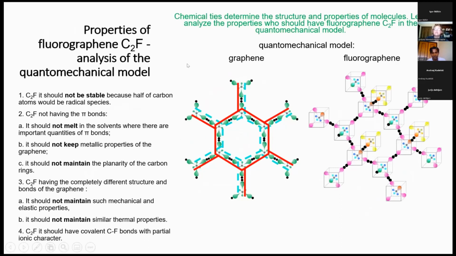We can analyze properties of fluorographene according to the quantum mechanical model. Fluorographene should not be stable because half of the carbon atoms will be radical species. Fluorographene not having the pi bonds, it should not melt in the solvents where there are important quantities of pi bonds. It should not keep metallic properties of the graphene. It should not maintain the planarity of the carbon rings. Fluorographene having a completely different structure and bonds from graphene, it should not maintain such mechanical and elastic properties. It should not maintain similar thermal properties.